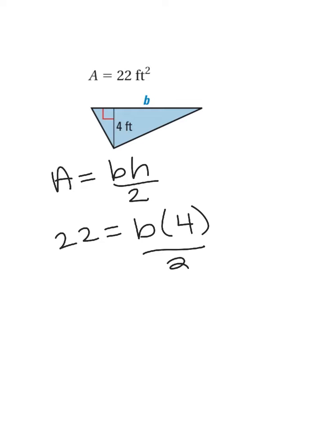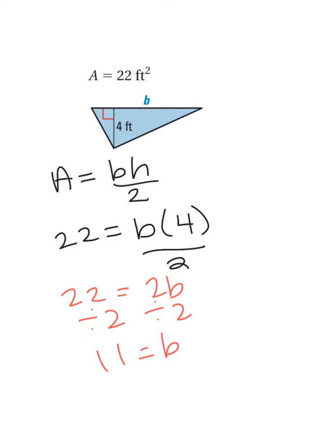There are two ways that you can solve this problem. So I can look at this fraction and say 4 divides by 2 two times. So I could rewrite this as 22 is equal to 2b divided by 2. And then I would divide by 2. And 22 divided by 2 is going to give us that 11 is equal to the base.